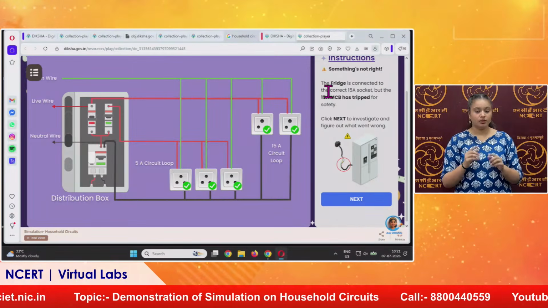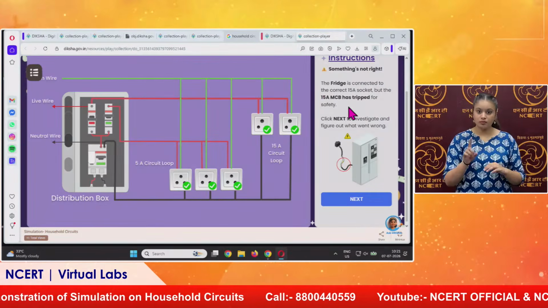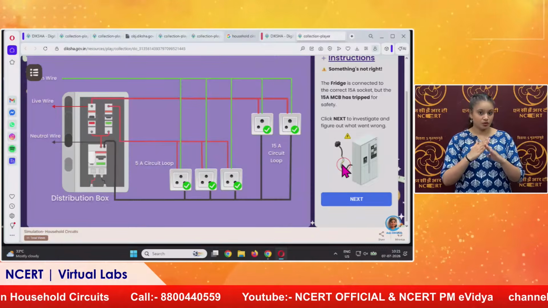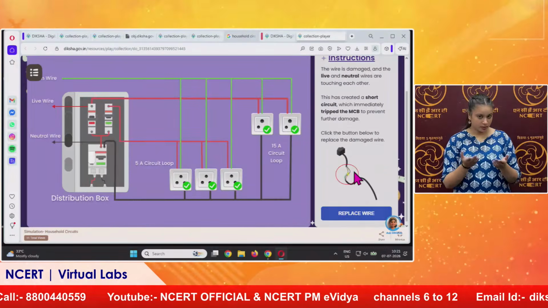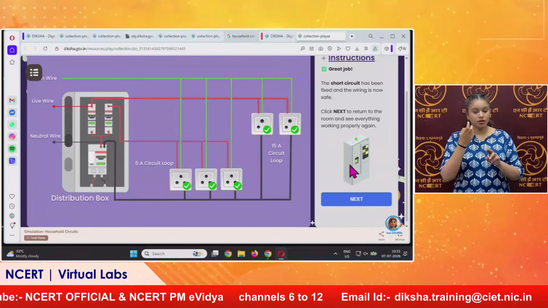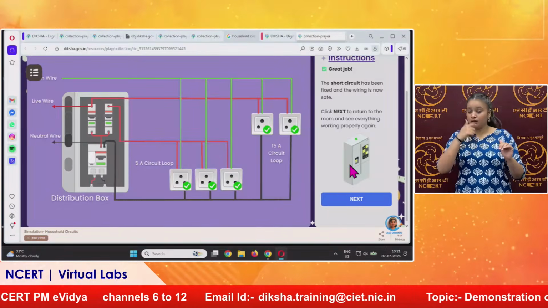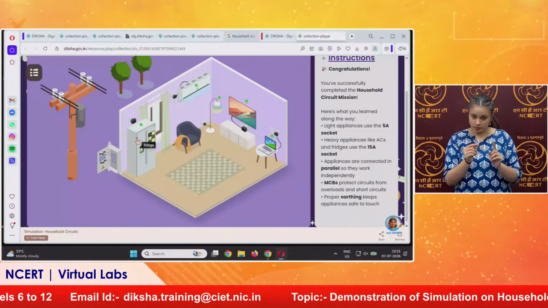Now next, the fridge is connected to the correct 15 ampere socket, but the 15 ampere MCB has tripped for safety. Here some error is there in the wiring. Okay, so let's investigate. Replace wire. We have replaced the wire because if the wire is broken, there is a high chance of short circuit. Okay, so we have done it correctly. Yes, now it is also working.